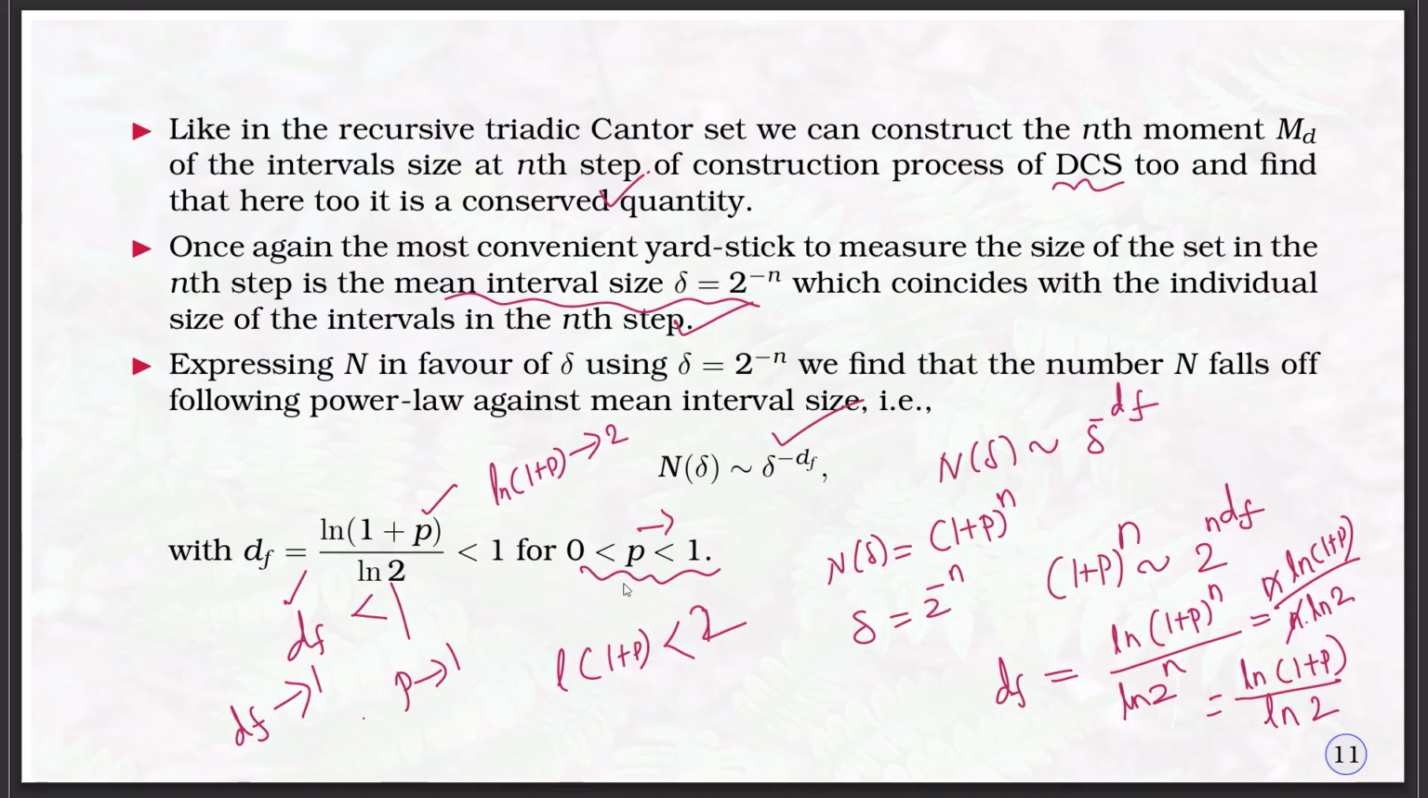By decreasing the p value to 0, the df value approaches 0. So it means that by adjusting the probability, we can adjust the density of this dyadic Cantor set. That means the fractal dimension usually indicates how dense the object is in the given set, how much space it occupies in the embedded space. So by adjusting the probability, one can find different dyadic Cantor sets.